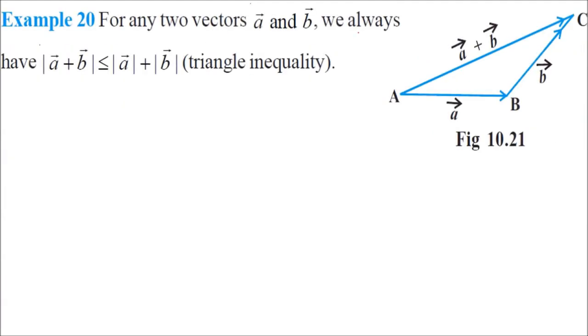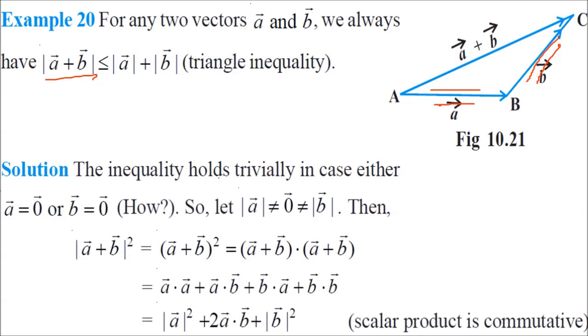Now for any two vectors a, b, we always have this. This is the triangle inequality: the magnitude of a plus b is less than or equal to the magnitude of a plus the magnitude of b. If a is 0 or b is 0, this is trivial. Let us assume a is not equal to 0 and b is not equal to 0. Just square it.